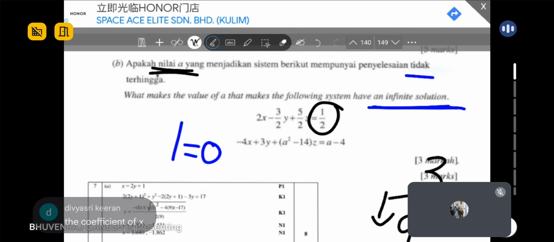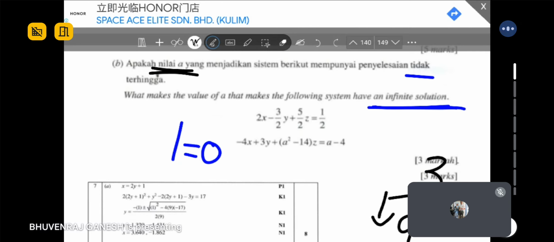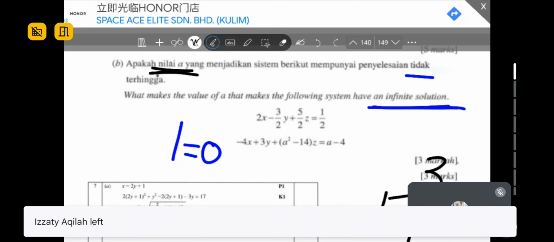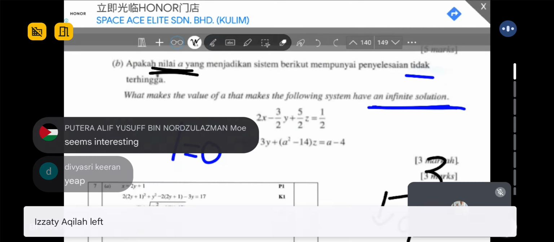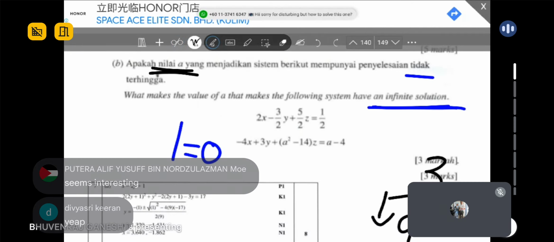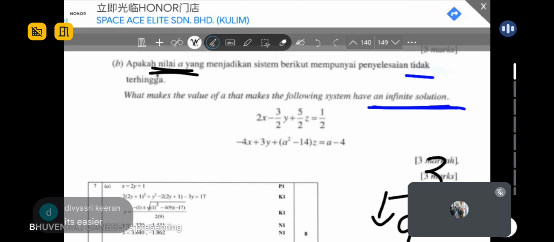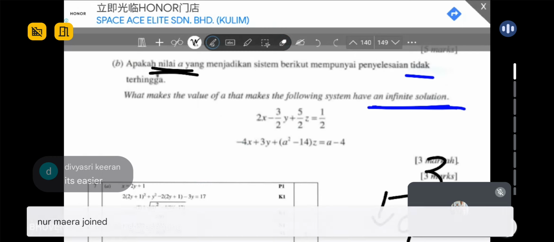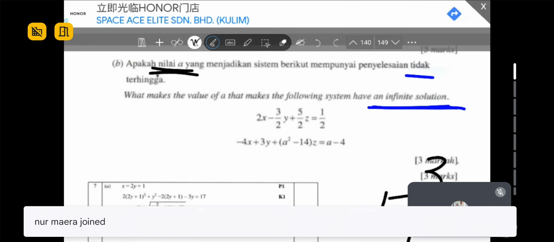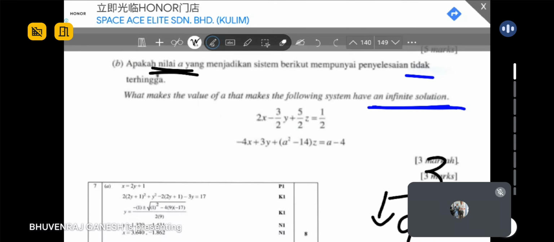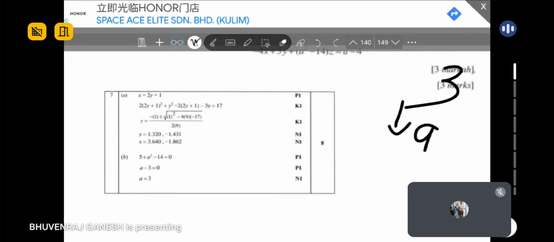Oh, coefficient of x. Oh, okay. Let me think, guys. Do you get the same answer? Do you get a equal to 3? Oh, okay, can. I think it's logic lah. Saya rasa dia logic lah. Okay. Means that you're saying that they'll have same value on the right hand side and left hand side. Am I right? Okay, the value will be the same. Okay, can. No problem. If we give you the same answer, then can.